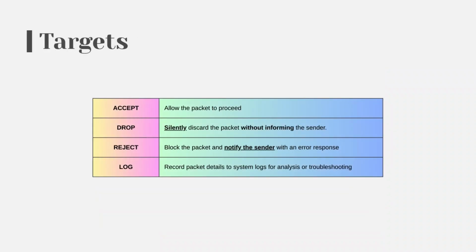Targets can be things like ACCEPT, allow the packet to proceed; DROP, silently discard the packet without informing the sender; REJECT, block the packet and notify the sender with an error response. Notice here the difference between drop and reject. This is important because some people have issues differentiating these two targets. They both discard packets, but reject notifies the sender and drop does not. So please remember this difference. And next, LOG: record packet details to system logs for analysis or troubleshooting.